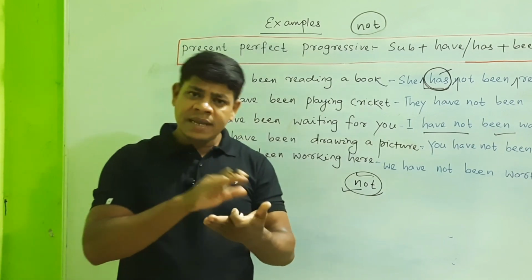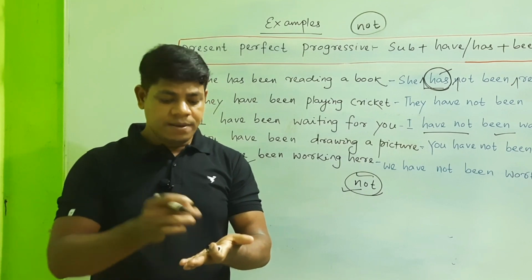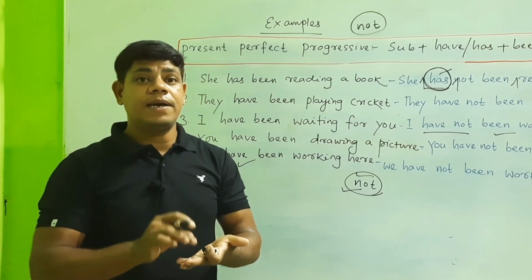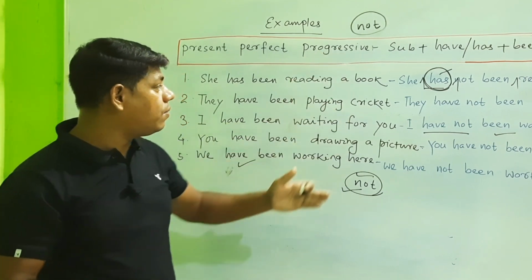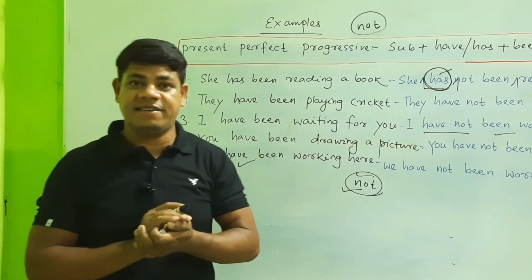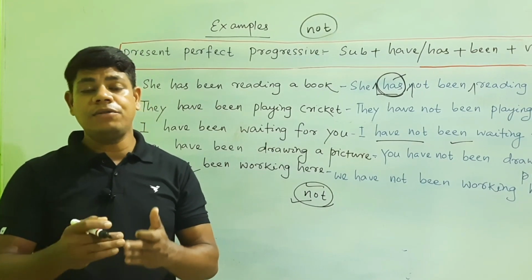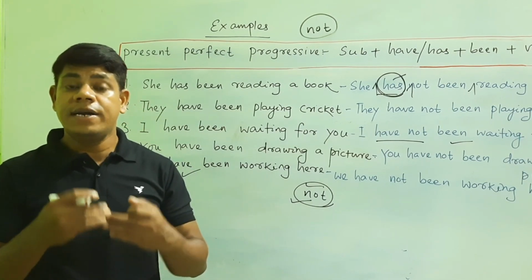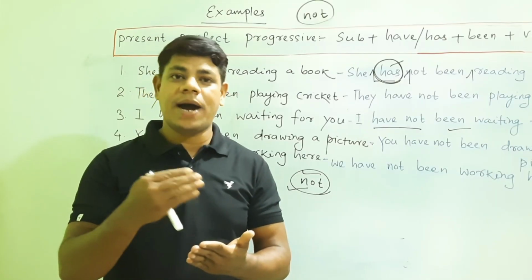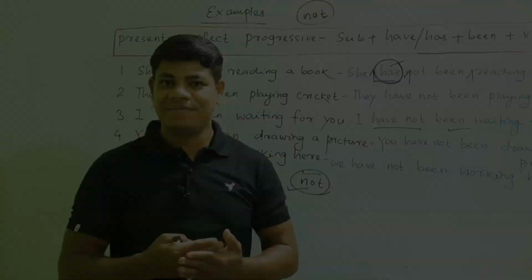So friends, I have already discussed the simple present form, present progressive form, present perfect form, then present perfect continuous form. How these four forms of sentences are converted into negative sentences, I have already discussed. This will help you know how these sentences are converted into negative sentences in the present tense. And if you find any doubt, you can ask me in my comment box.